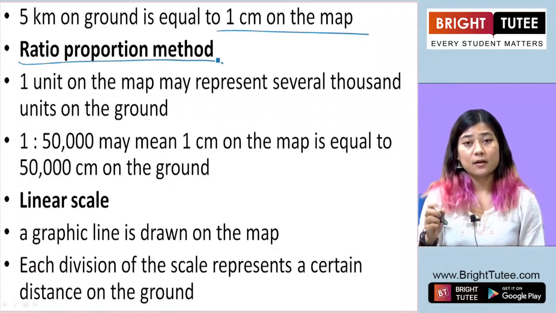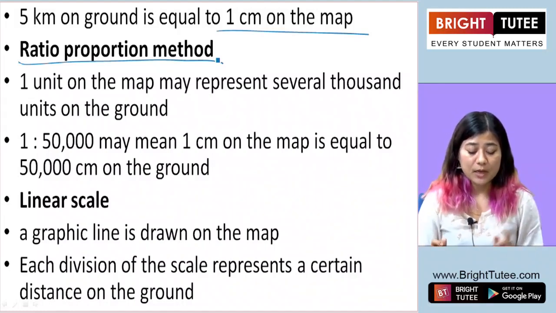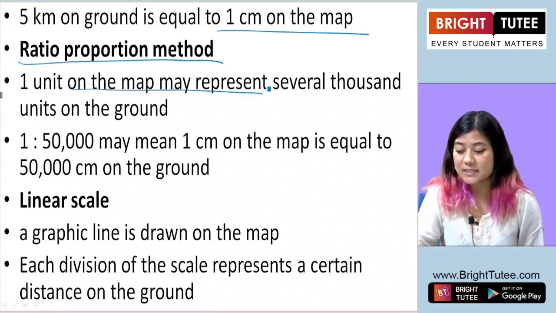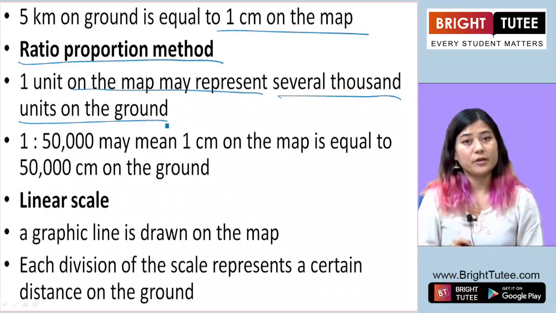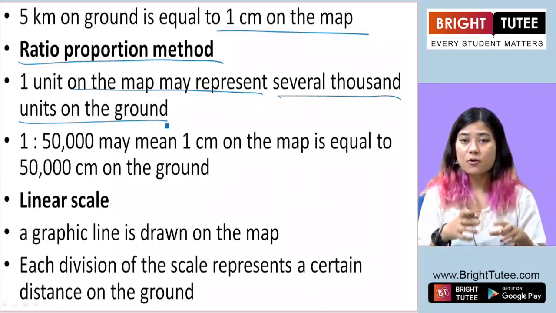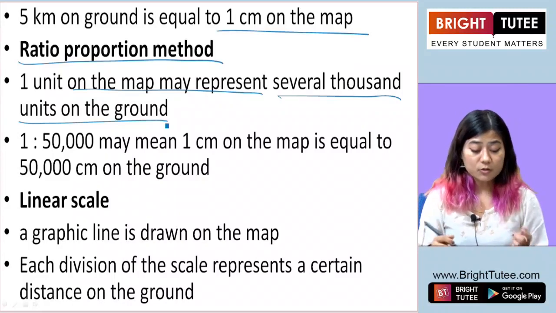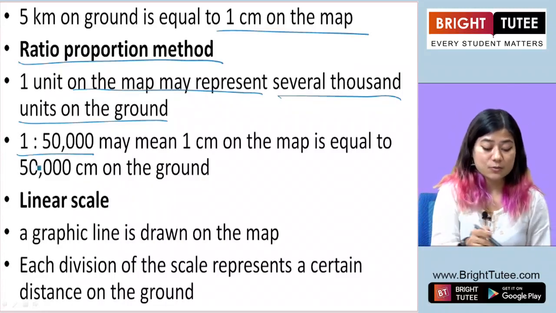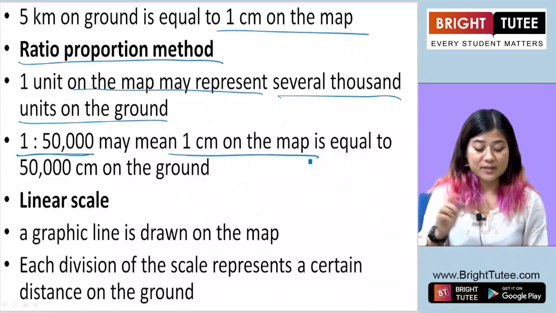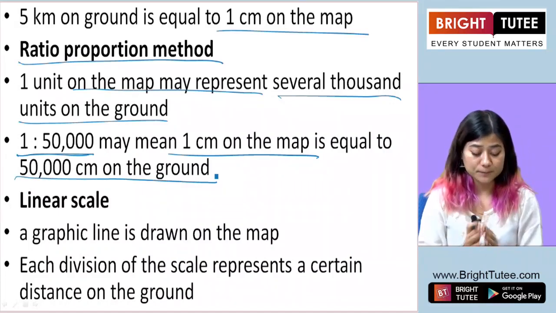Okay, the second one is ratio proportion method. This is the second method of using the distance on the map. Now here in the ratio proportion method, 1 unit on the map may represent several thousand units on the ground. Okay, so 1 unit on the map, it may not be 1 unit but several thousand units on the ground surface. So if the scale is 1:50,000, that means that 1 centimeter on the map is equal to 50,000 centimeter on the ground. Okay, so they are in proportion.